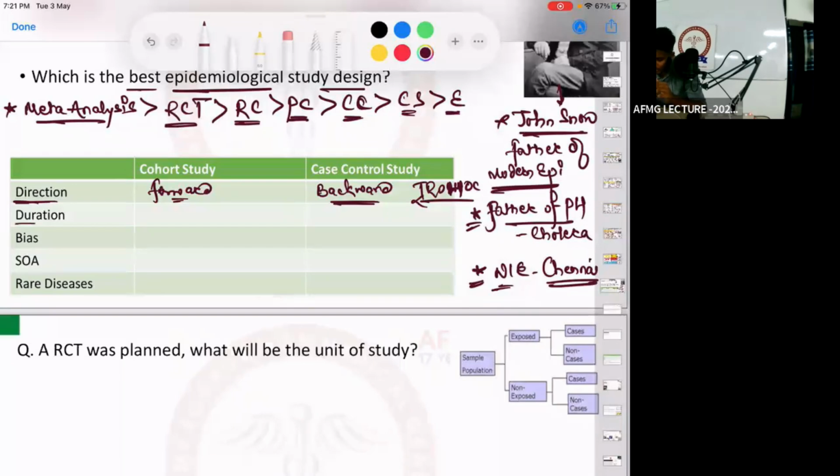Next, if I talk about the duration, duration is more for cohort, and therefore it is an expensive study. Whereas duration is less for case control, and therefore it is an inexpensive study or a cheaper study. Bias seen in cohort study is known as.